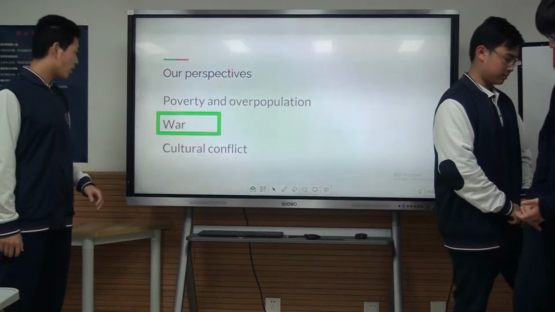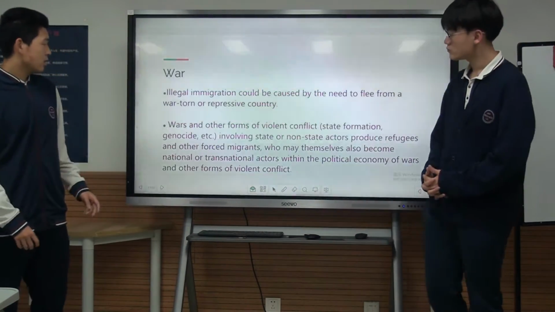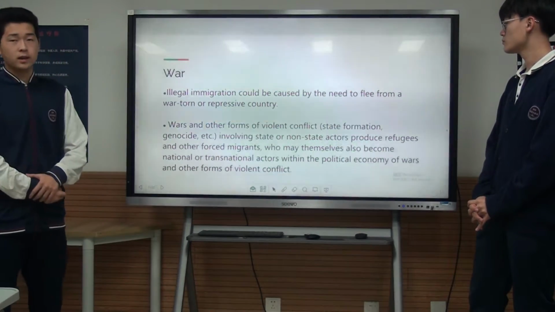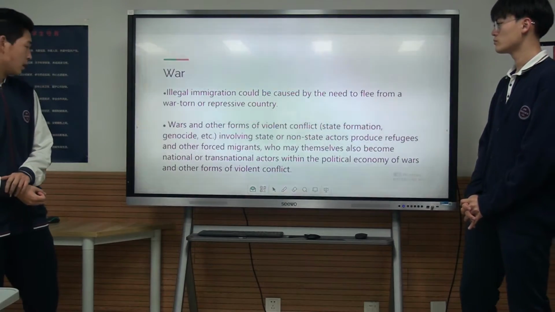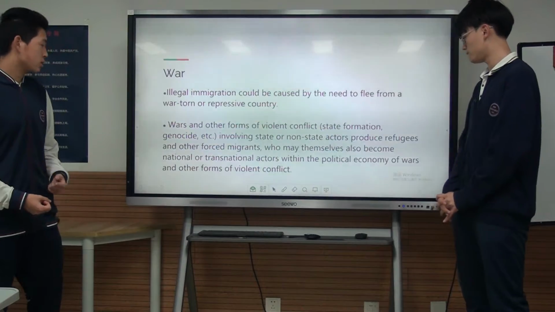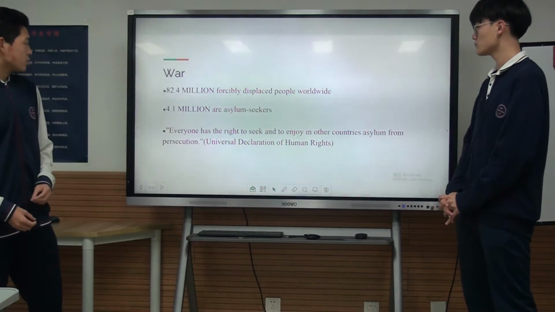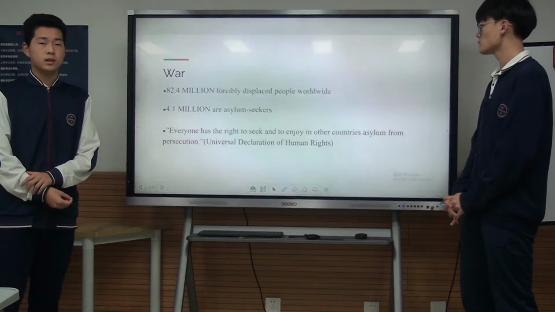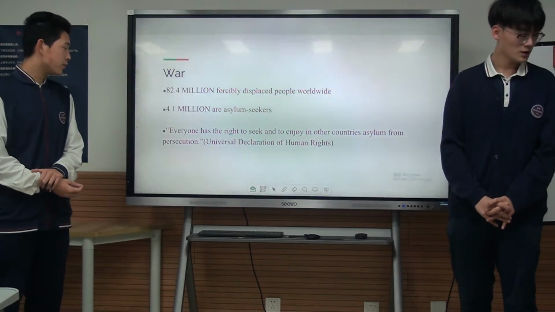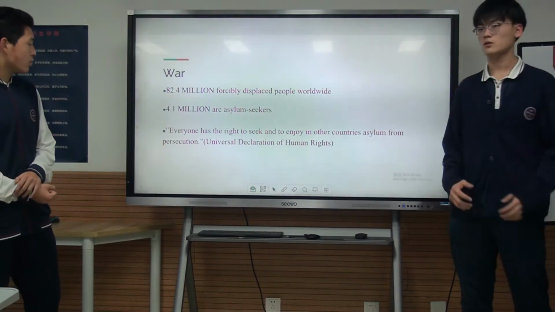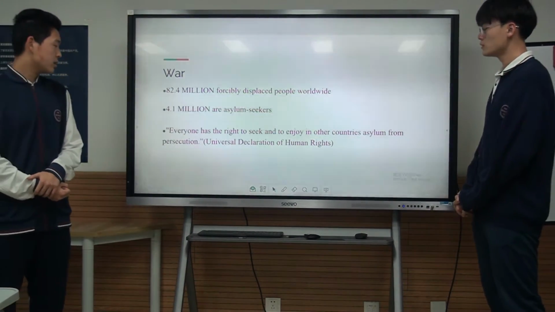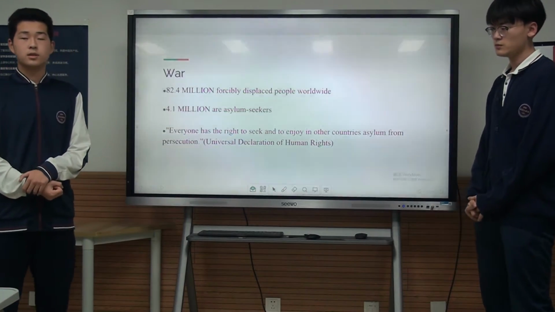Okay, now I'm going to talk about how war causes illegal immigration. Illegal immigration could be caused by the need to flee from a war-torn or repressive country. And wars can cause refugees or other forced migrants. So these immigrants are not willing to immigrate, but they have to in order to ensure their own safety. According to the United Nations, there are 4.1 million people around the world who are asylum seekers, which are people trying to find a safe place to live. And it is said to be a right that everyone has the right to seek and to enjoy in other countries asylum from persecution, mentioned in the Universal Declaration of Human Rights, Article 14.